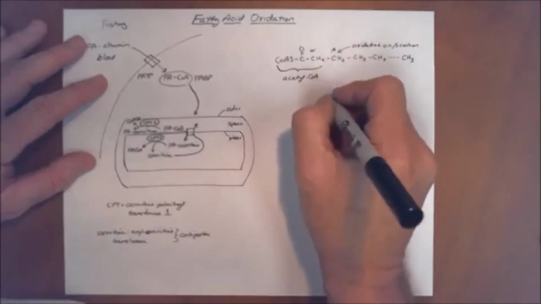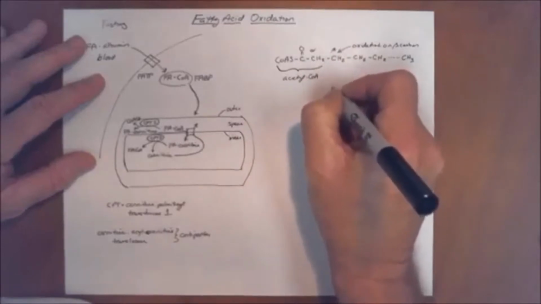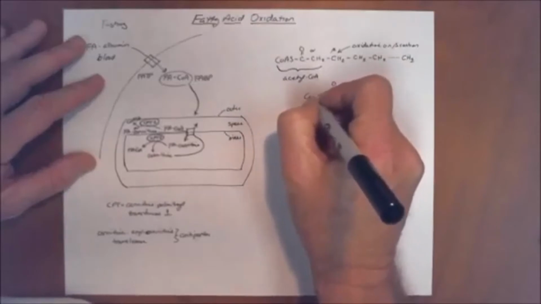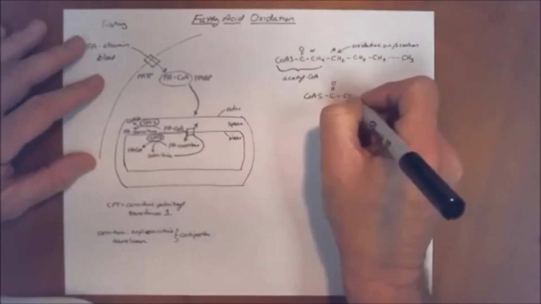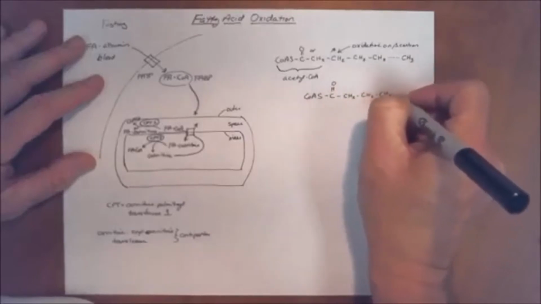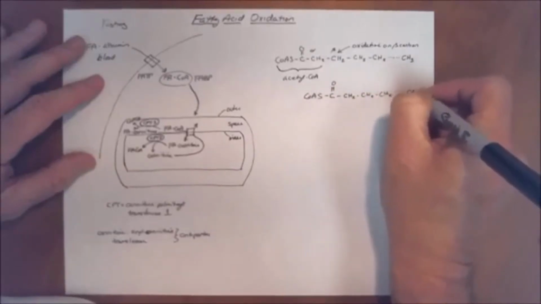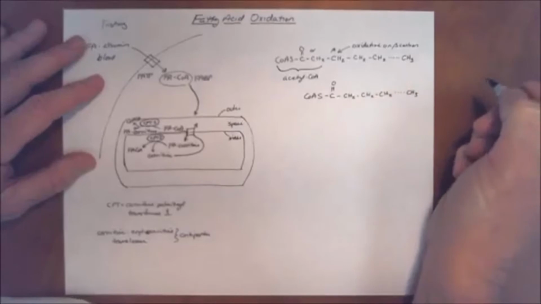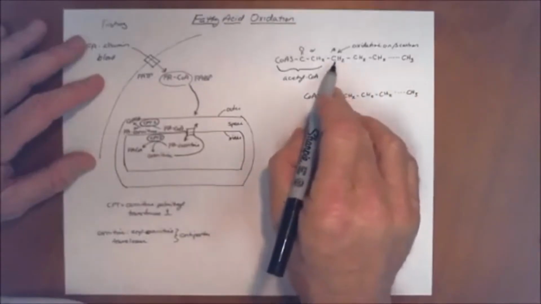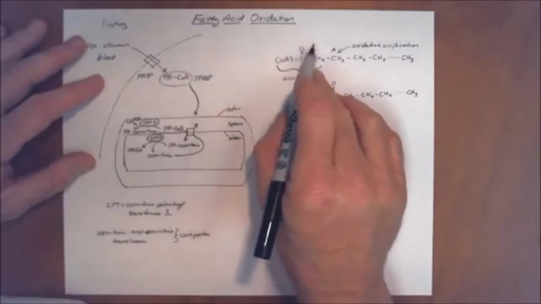The reason we need to do this is because we are going to release 2 carbon units, and these 2 carbon units will be released in the form of acetyl-CoA. So the reactions we're going to be performing on this for beta oxidation are essentially the reverse reactions that we use to synthesize fatty acids in the liver.